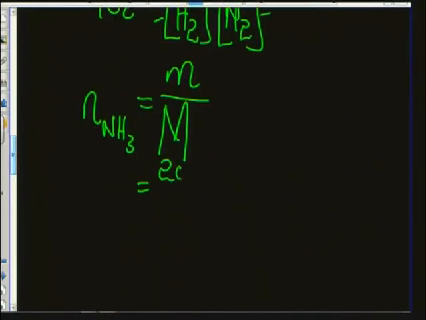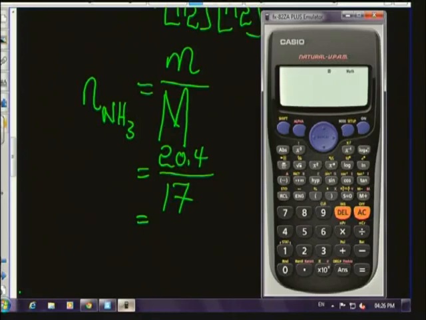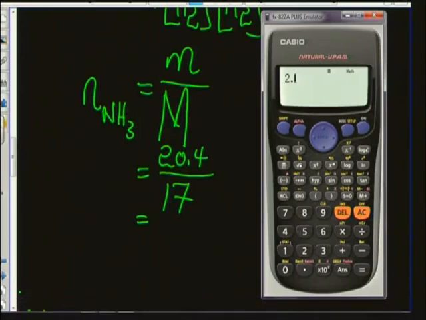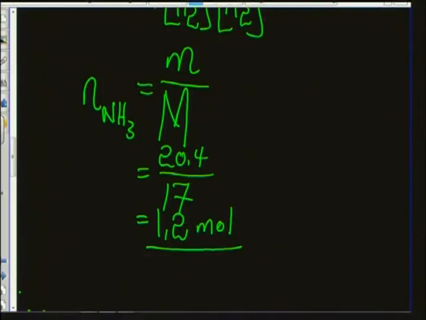So that's 20,4 divided by the molar formula mass of ammonia. How much is that? It is 17. Now that's 17 there, and let's go and calculate that. We have 20,4 divided by 17. The answer there is 1,2 mole. This is the number of moles of ammonia that is there at equilibrium.